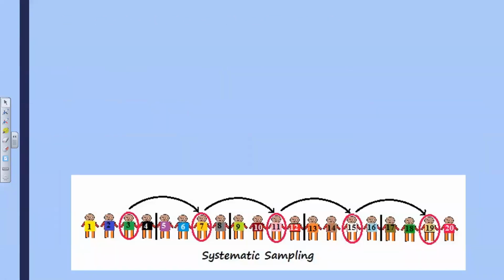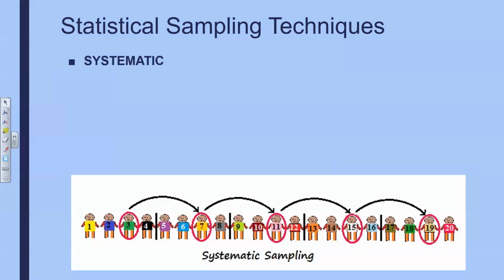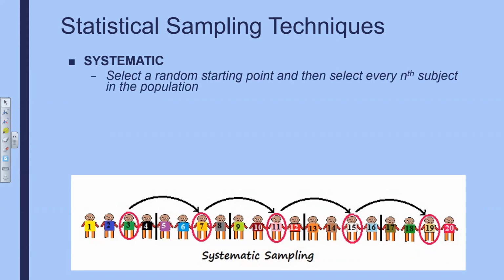The second one is called systematic. With systematic, we select a random starting point, and then we select every nth subject in the population. And you may think, well, Ms. Ralston, that's kind of got a pattern to it. Well, it does, but what makes it permissible is the fact that we choose a random starting point. Maybe we use that random number generator to generate my starting point.